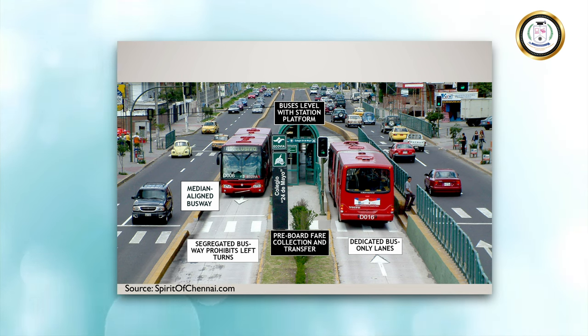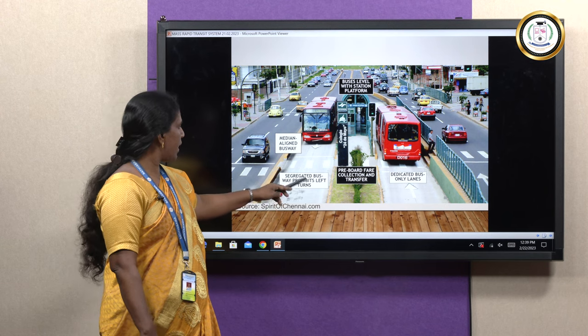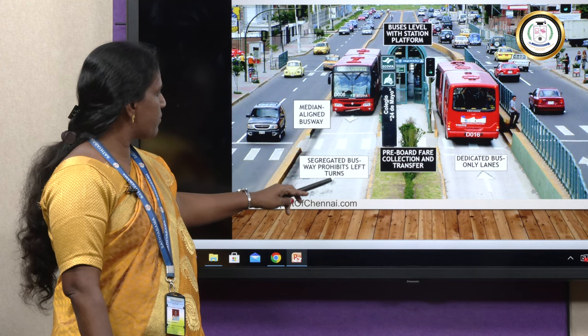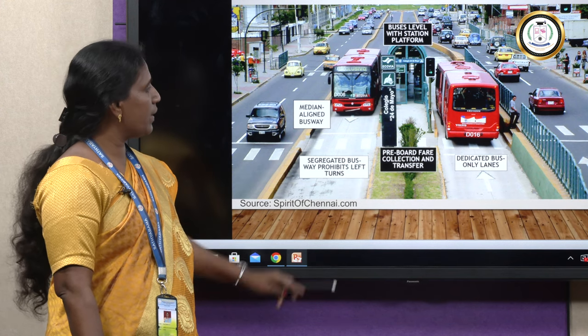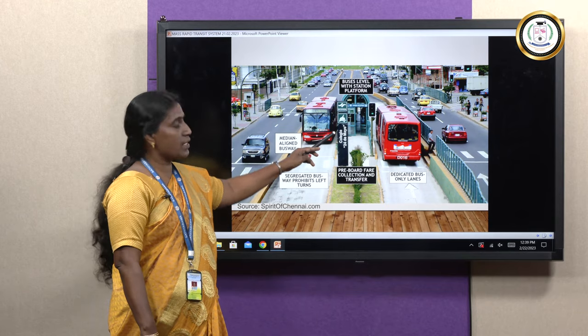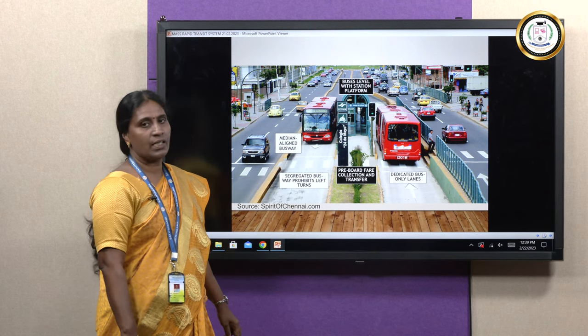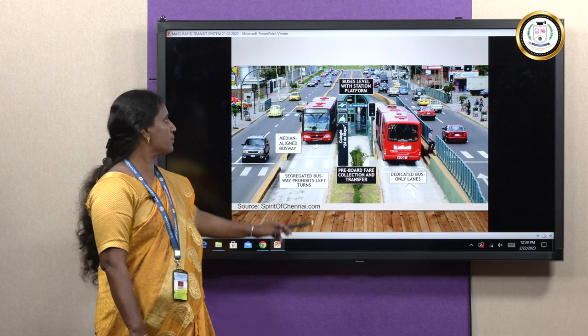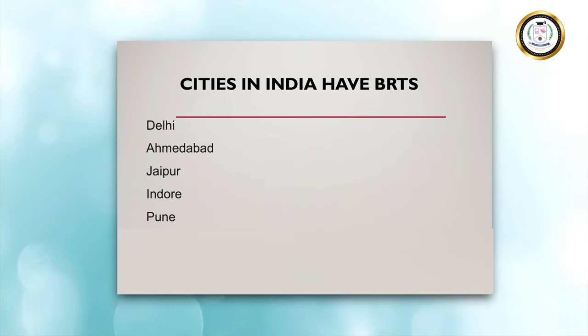This BRTS shows a bus level with a station platform, and these BRTS lanes are provided at the same level of a roadway, and it has segregated bus ways separated by medians, and this is called median aligned bus ways. It has a station platform which is provided for pre-board fare collection and transfer of services. BRTS in India operates in Delhi, Ahmedabad, Jaipur, Indore, Pune, Bhopal, Vijayawada and Rajkot.